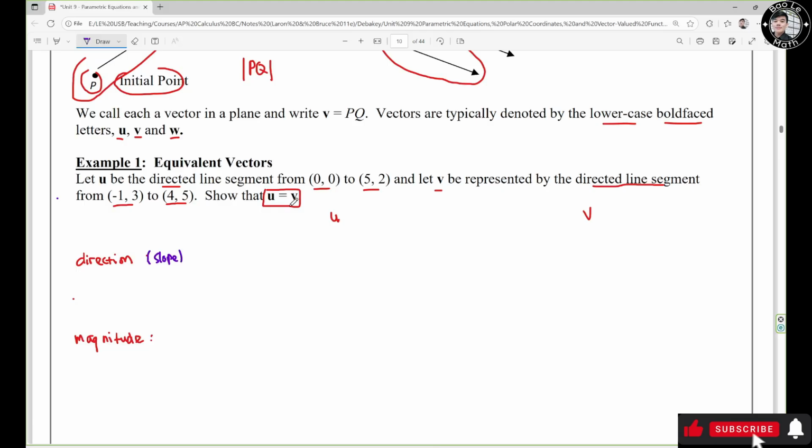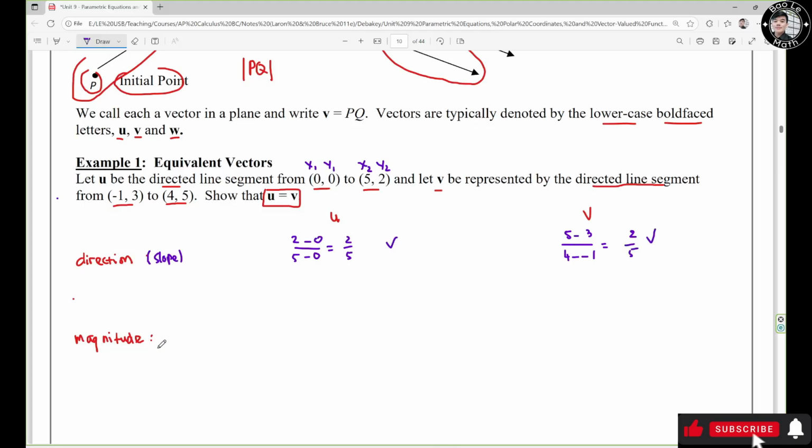Now we need to find the slope of the vector u. So this one is (x1, y1), this one is (x2, y2). So the slope is y2 minus y1 over x2 minus x1. So it could be 2 minus 0 over 5 minus 0. It's going to be 2 over 5. Now vector v is going to be 5 minus 3 over 4 minus -1, so it could be 2 over 5. They're both the same thing.